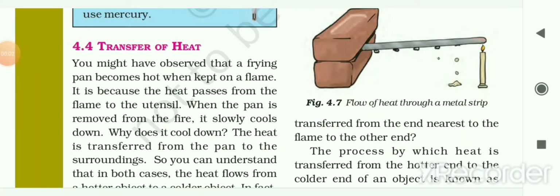Hello students, in this video we are going to study the remaining part of Chapter 4. The chapter name is Heat. Class 7, Subject Science. So before starting the remaining part, let me recall what we had seen in the previous video.